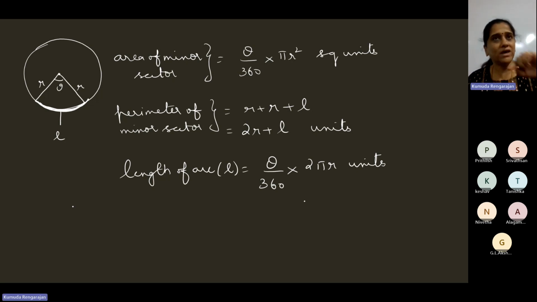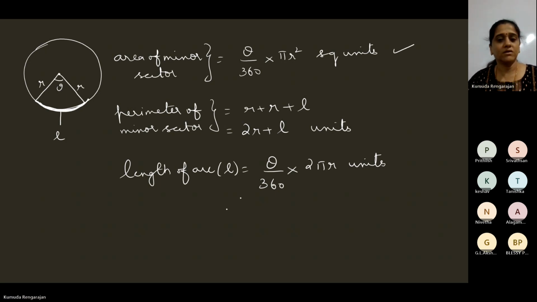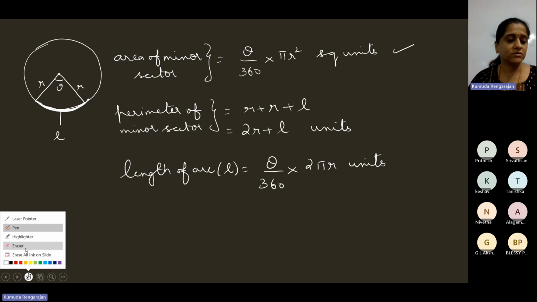Because 2 pi r is the length of the full circle, the length of the boundary of the circle. And where is this length of arc? It's on the boundary, right? So what will be the fraction for this L? Theta by 360. What will be the length of this arc? Into 2 pi r. Similar to the way you understood this, length of arc is equal to theta by 360 into 2 pi r units.